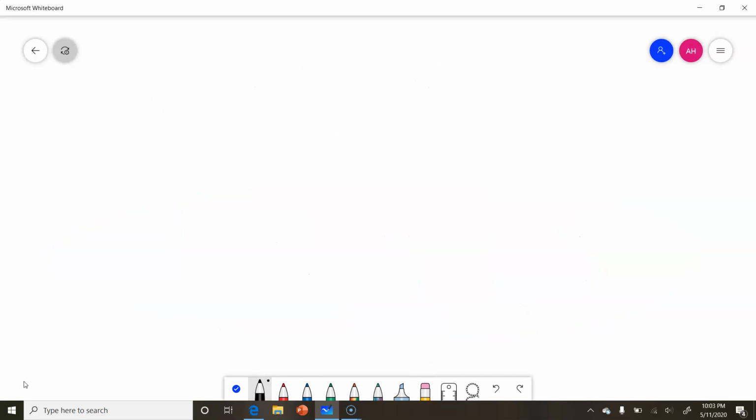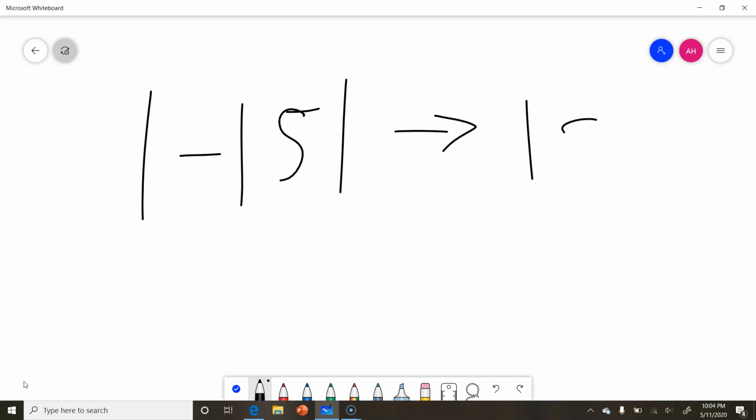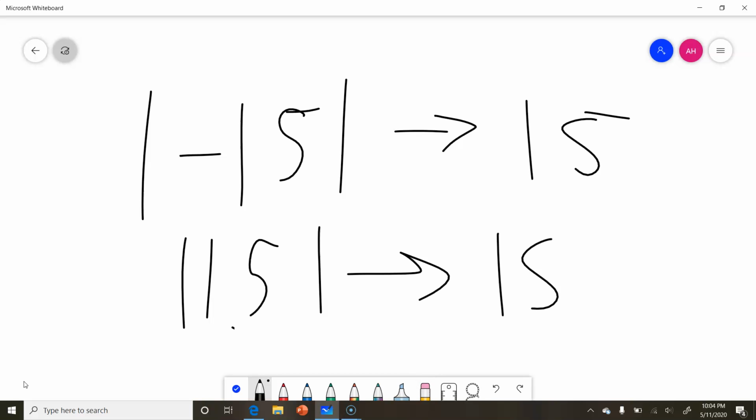That's the easy part. Then we got absolute values. If we have the absolute value of -15, that just equals 15. If we have the absolute value of 15 and it's positive, it's still just 15. If it's positive, it just stays positive. If it's negative, it becomes positive. It's the distance from 0, so it becomes a positive number.